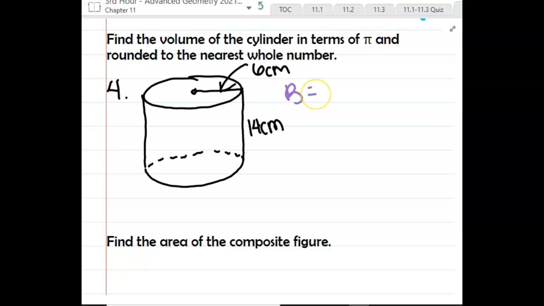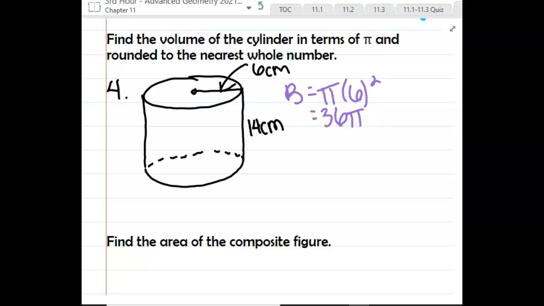We need to find the area of the base. The base is a circle. How do we find the area of a circle? Pi r squared. So pi times 6 squared, which would give me 36 pi. Don't have to memorize a new formula. It's the same formula.